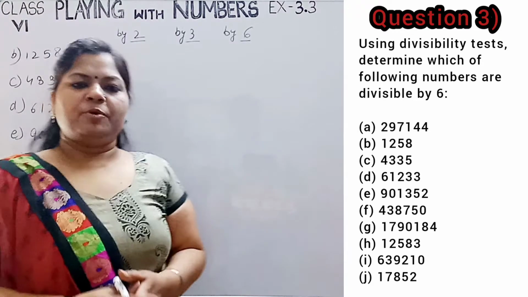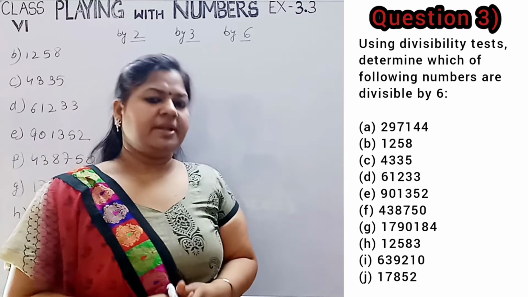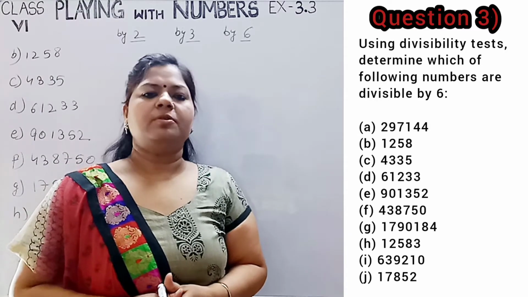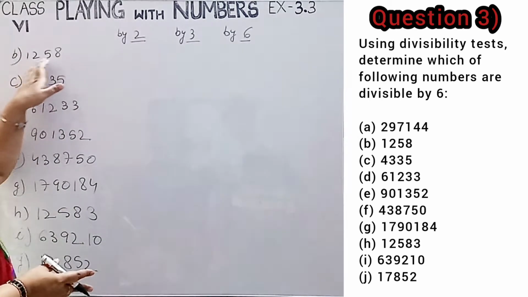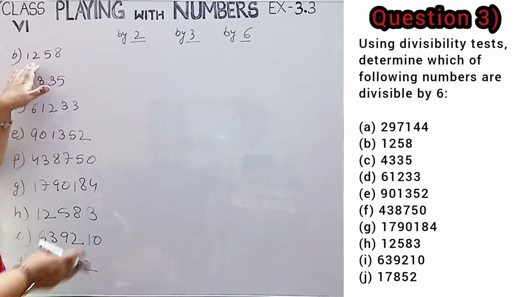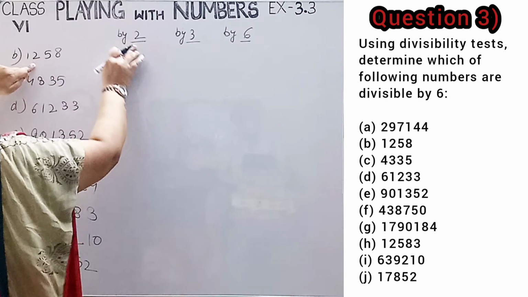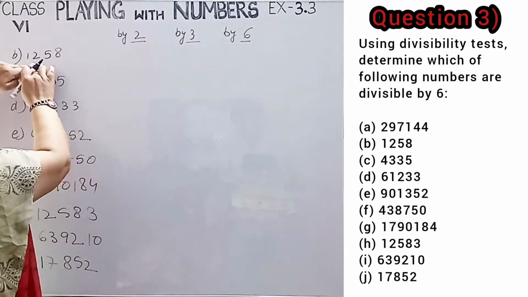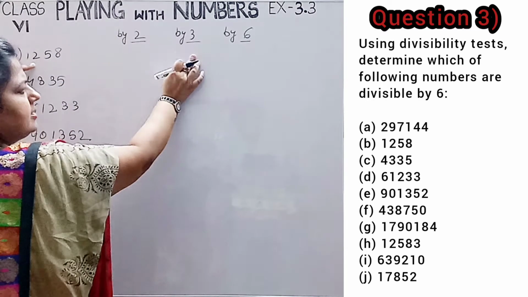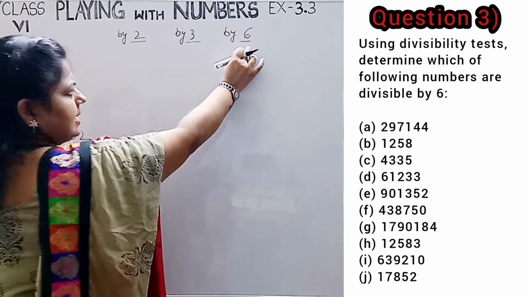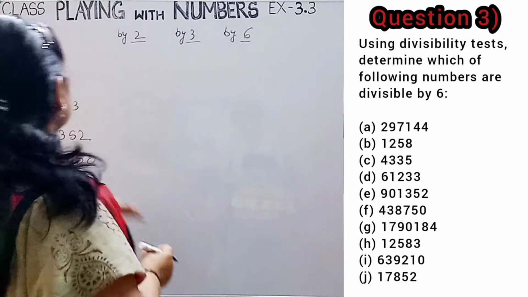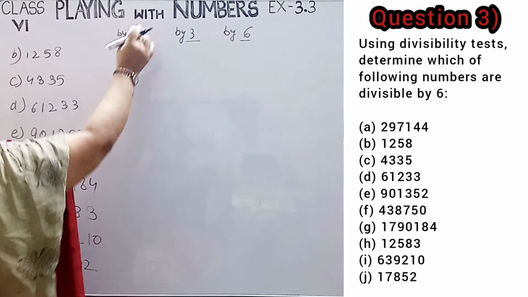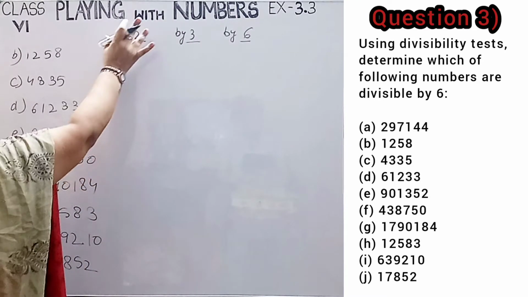Here this part I am going to do in a shortcut way, but in the exam or notebook you have to write down all the statements. So here first is 1258. First I will check the divisibility rule by 2, then by 3. If this number is divisible by 2 and 3 both, then yes, this number is also divisible by 6, which we have already learnt in question number 1. So first of all we are going to check the divisibility rule by 2.